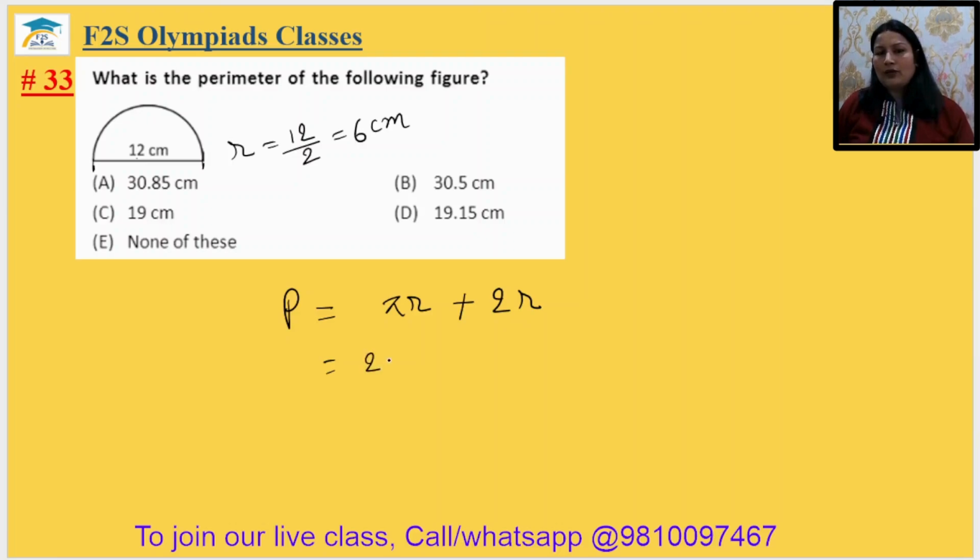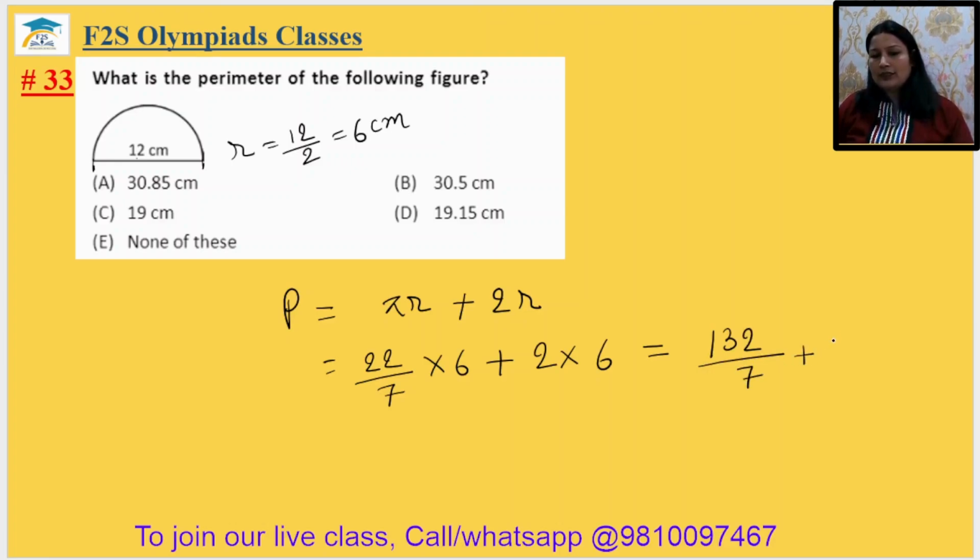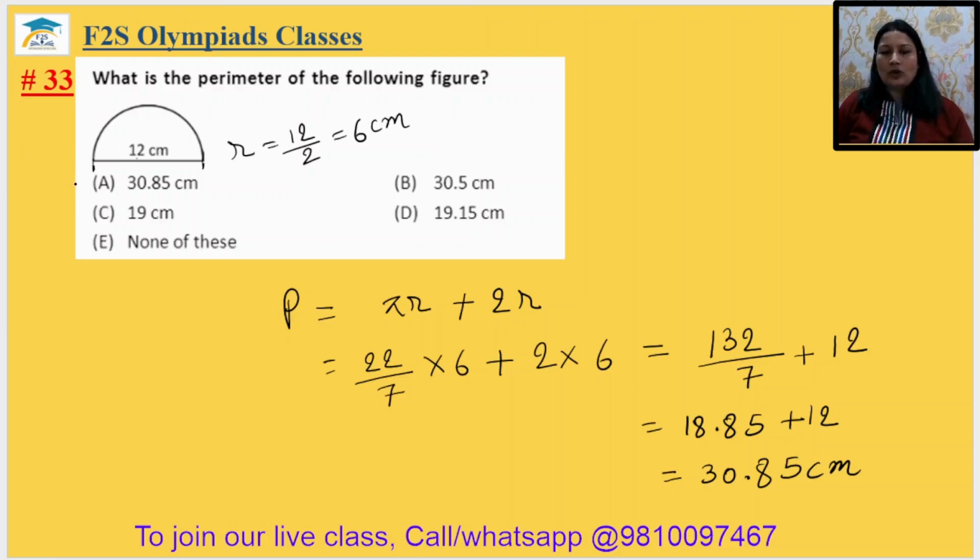ठीक है, तो पाई हो गया आपका 22 upon 7 multiply by 6 plus 2 into 6. Okay, so it will be your 132 by 7 plus 12. It is equal to 18.85 plus 12. That is your 30.85 centimeter. It is in the option number A. The 33rd answer will be option A.